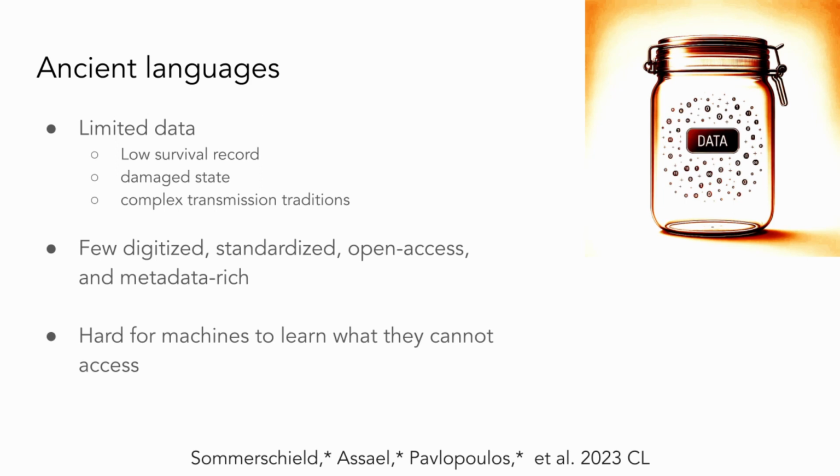So in a machine learning setting, ancient languages exhibit several differences from their modern counterparts. For ancient languages, often very limited data is available today, owing to low survival record, damaged state of material preservation, for example, inscriptions, or complex transmission traditions, as for literary texts. Moreover, only a small fraction of the extant ancient data has been digitized in a standardized, open access and, I would say, metadata-rich format. And this is crucial to machine learning tasks.